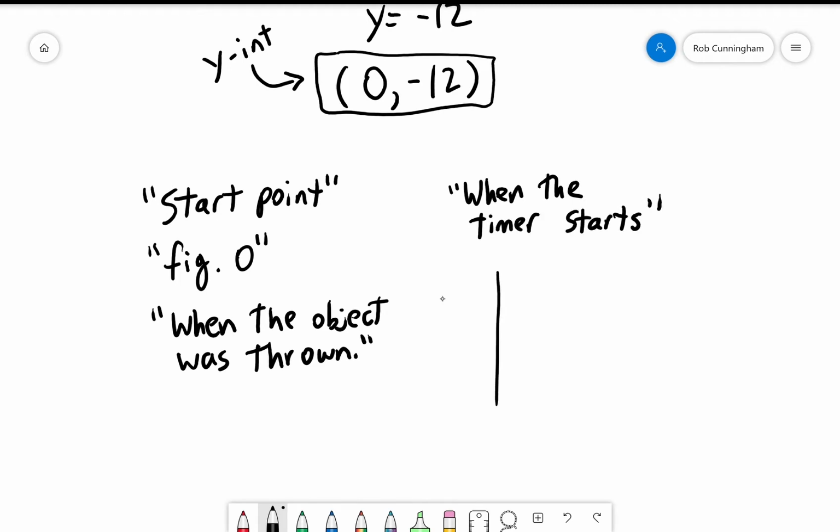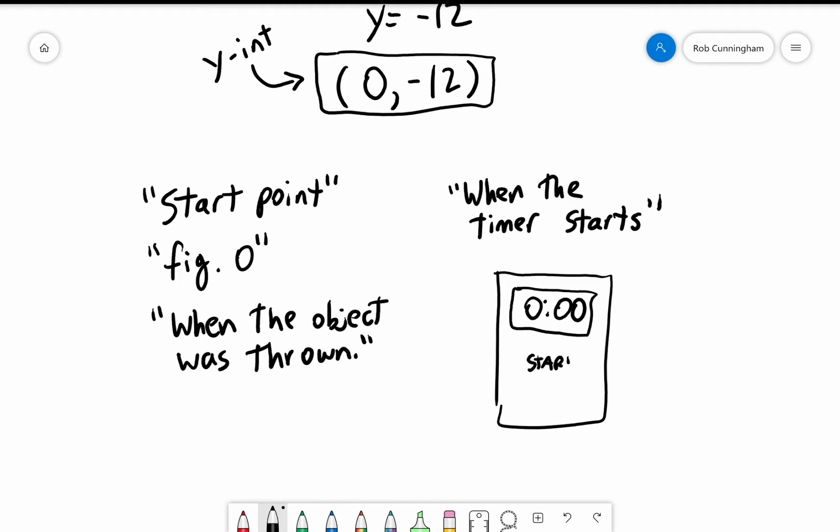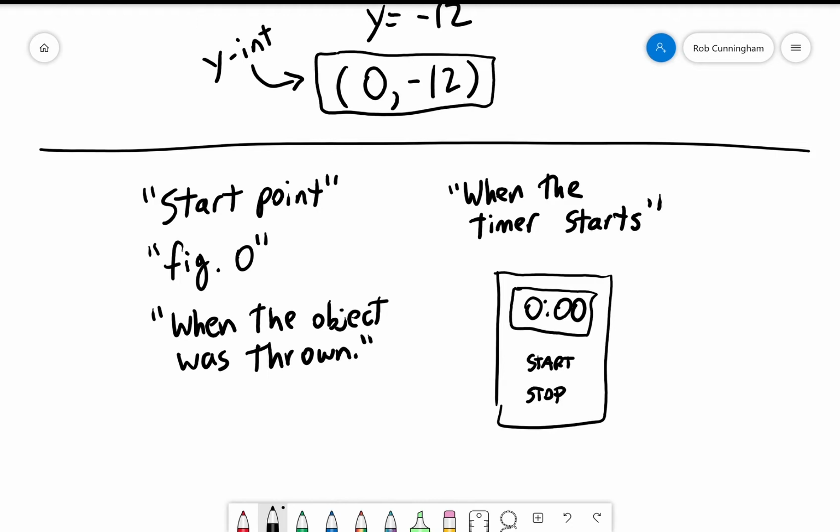right? If I have a stopwatch and I start that stopwatch, it always starts at 0, 0. So the moment I hit the start button, that is time equals 0. That is essentially the y-intercept if I was to graph whatever it was that I was graphing over time. Okay, let's look at a couple of examples of practical problems involving the y-intercept, and then we'll be done.